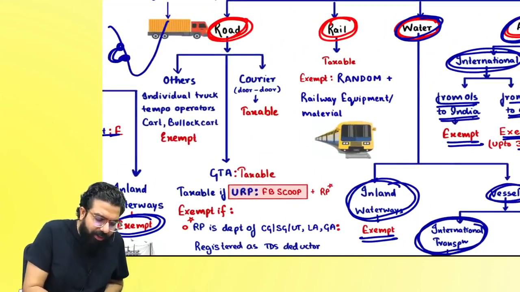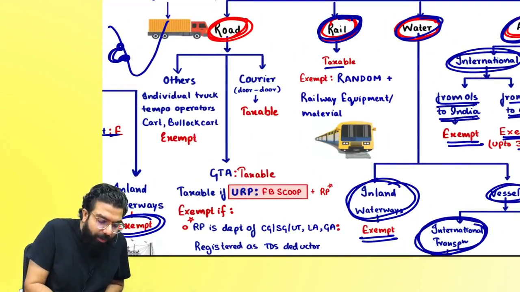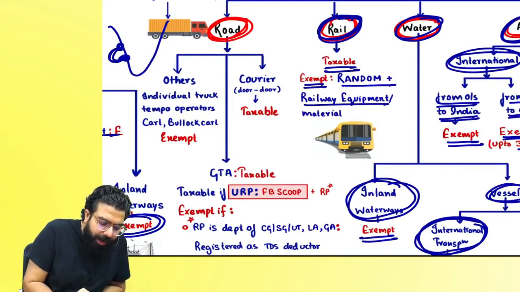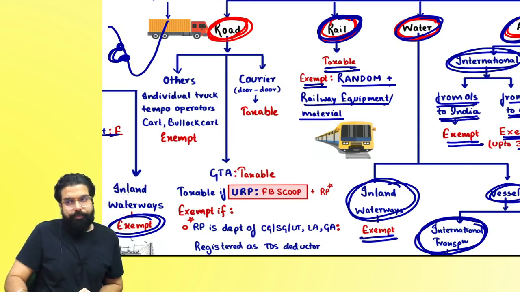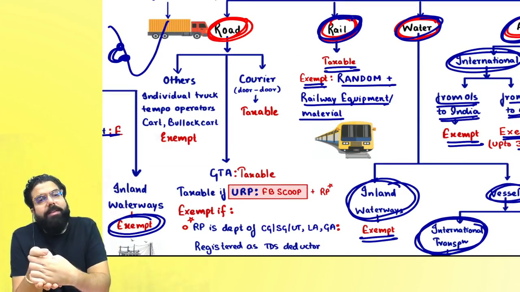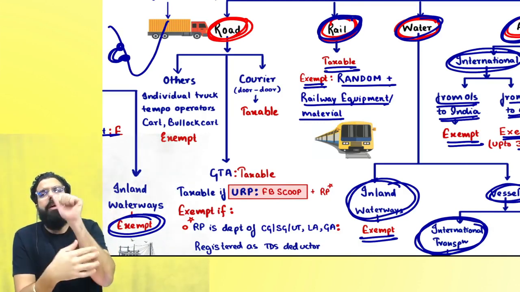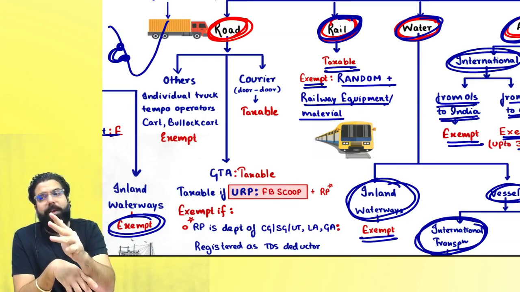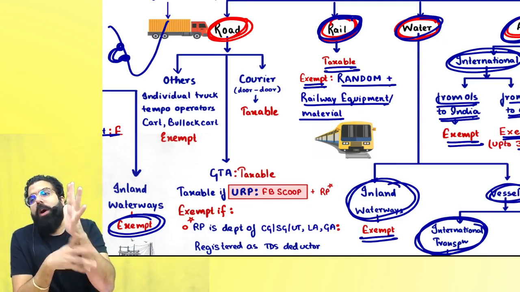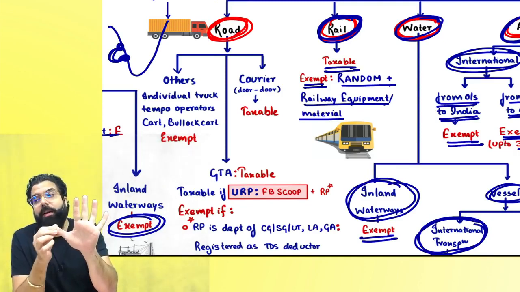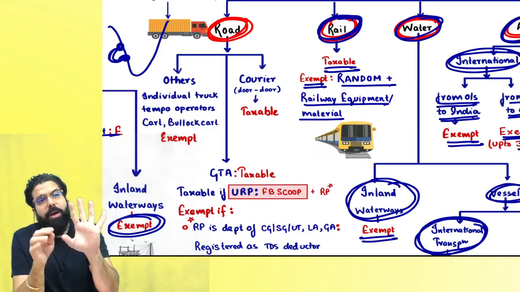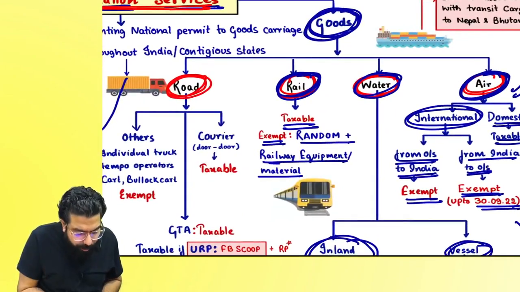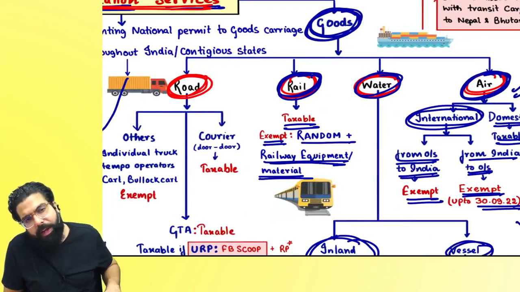The next one over here is rail. If goods transportation is happening by rail, always remember it is taxable, but it will be exempted in case of random items plus railway equipment and railway material. Sir, in rail, it is taxable except in case of random items. What are random items, everyone? Relief material, agricultural produce, newspapers and magazines which are registered, defense and military equipment, organic manure, milk, salt, food grain, pulses, rice. Right, everyone? And anything else? Flour. And railway equipment and material transported through rail will also be exempted.